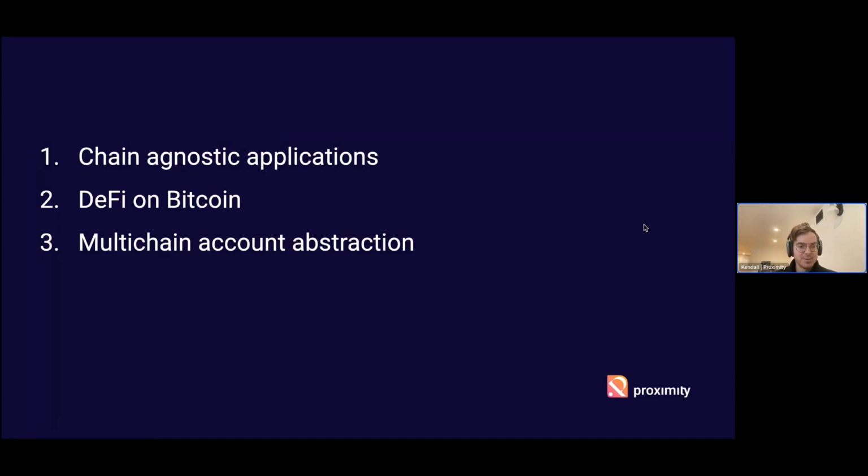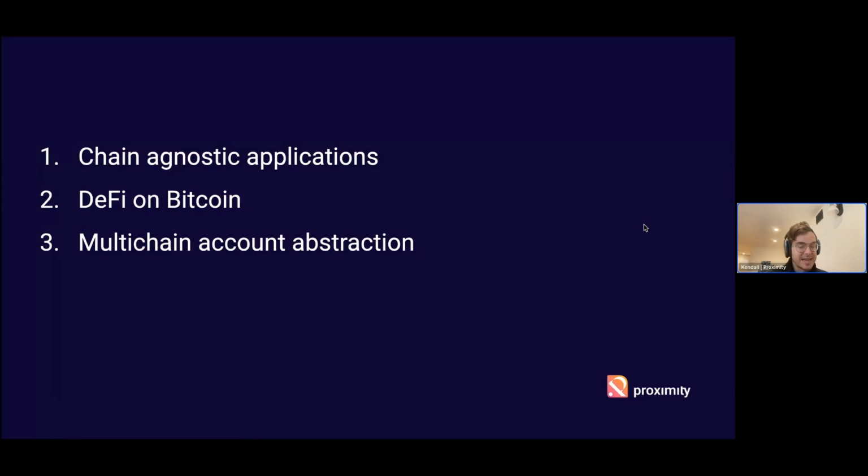Second major use case I put here is specifically DeFi on Bitcoin, because I think, one, it's a very popular topic right now. Two, I think the experience is still not really there, and we're seeing some teams who I think can actually deliver some really ideal experiences. And then three, it's not just Bitcoin. This could actually be DeFi for any non-smart contract chain, but certainly Bitcoin is what we're seeing the most excitement around.